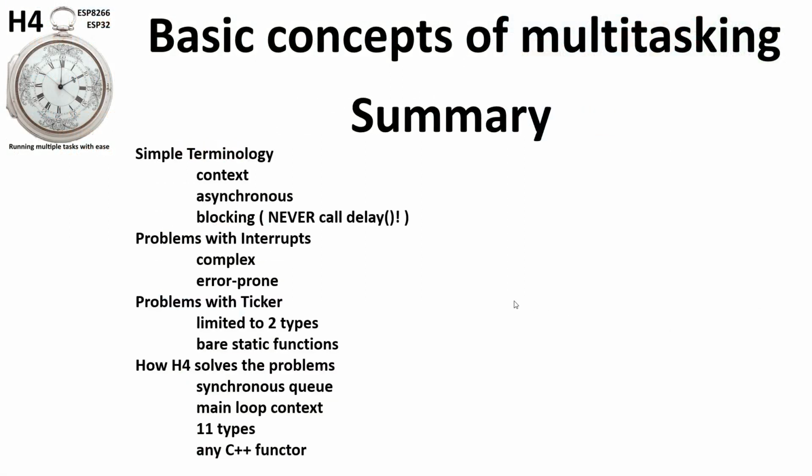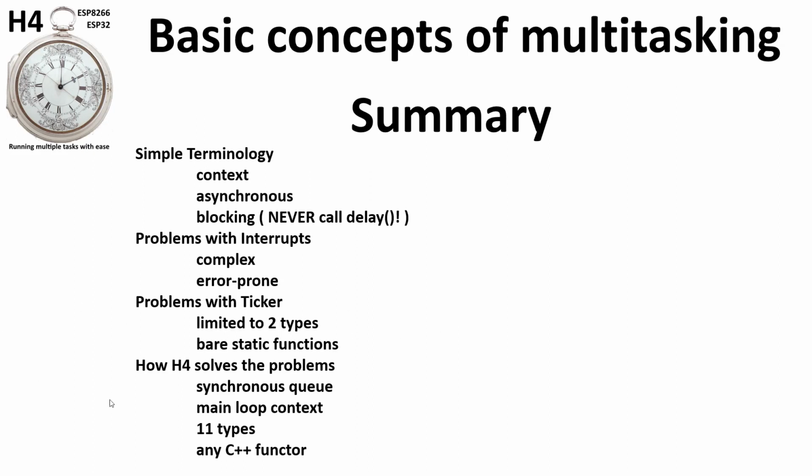So, summary. We learnt some simple terminology. We learnt about a thing called context, and that there's two of them, main loop and not main loop. Things happen asynchronously, and we know that blocking code is bad, and we should never call delay because it stops us being able to run asynchronous code, and that's how code works. Certainly on an ESP8266 running Wi-Fi.